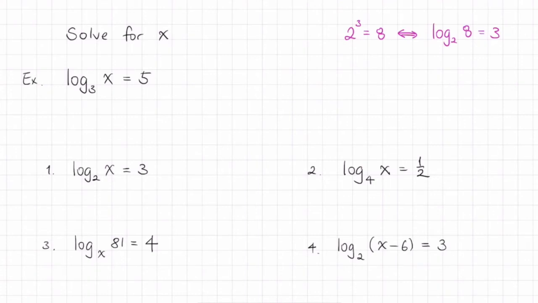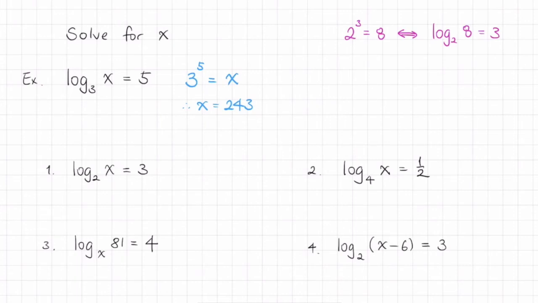Solving logarithmic equations is also easy if you remember the equivalent equations or equivalent expressions. So I wrote it down here the way I remember it. So 2 to the 3rd power is 8, and that's the same thing as log base 2 of 8 is 3. Okay, so if I remember that over here, log base 3 of x is 5, so base is 3, exponent is 5, and that's equal to x. So I know that x is equal to 243. So you should pause the video now and try the rest of these 4 questions on your own and see if you can do them.